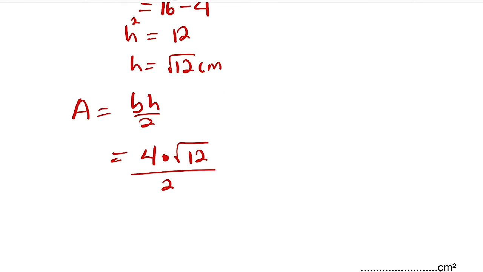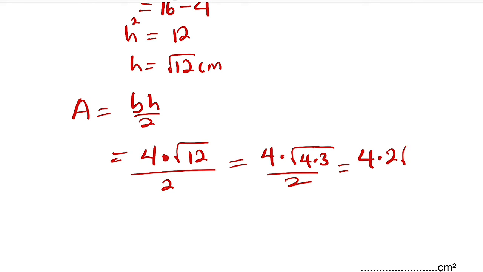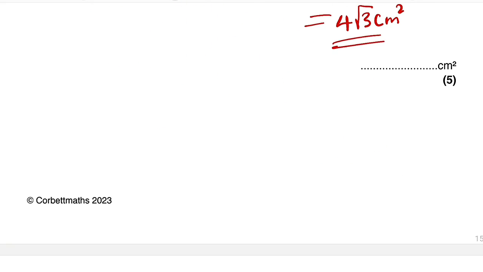Remember that square root of 12 is the same thing as square root of 4 times 3. So this is 4 multiplied by square root of 4 times 3 divided by 2. Square root of 4 is 2, and that 2 will multiply this, it becomes 8. Or you can just bring it out and cancel it with this 2, right? So it will be 4 times 2 root 3 divided by 2. 2 cancels 2. Our final answer is 4 root 3 cm squared. This is our final answer.